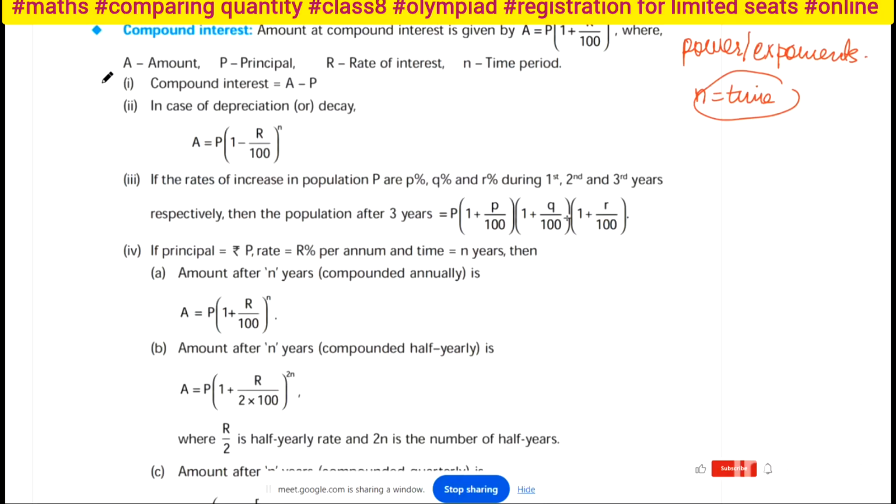Now see. A is your amount, P is your principal. Principal is the amount of rupees, that is the investment. What is the amount of investment we are doing? When I apply all, either it is simple interest, or any kind of profit, or any kind of compound interest, whatever we are doing, the final amount of rupees we get is called the amount.